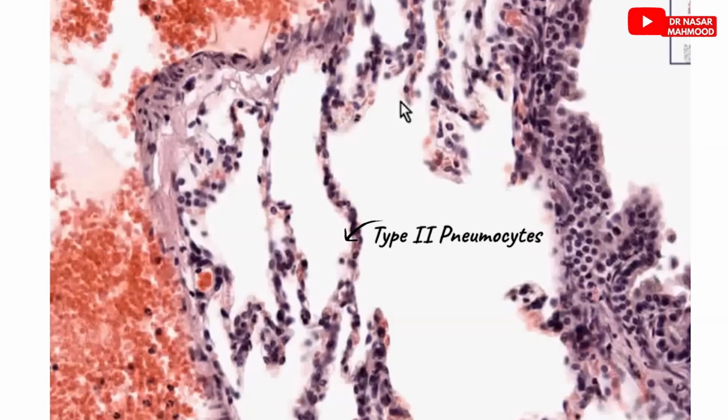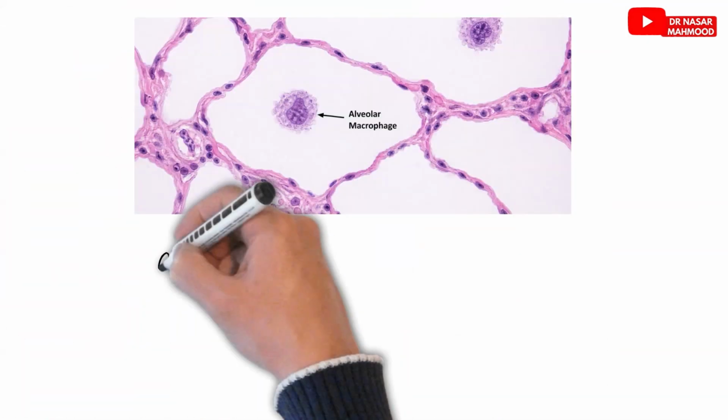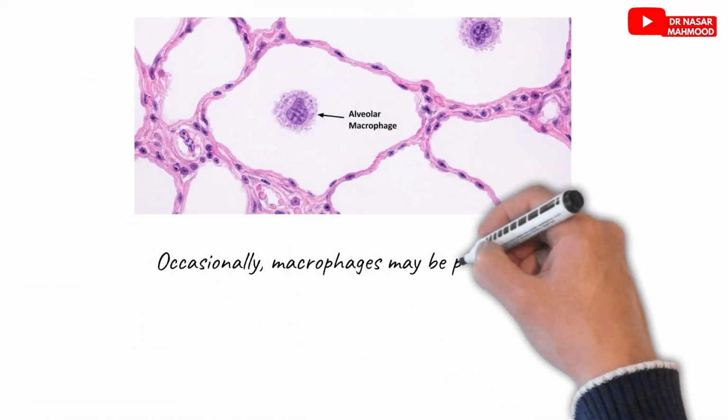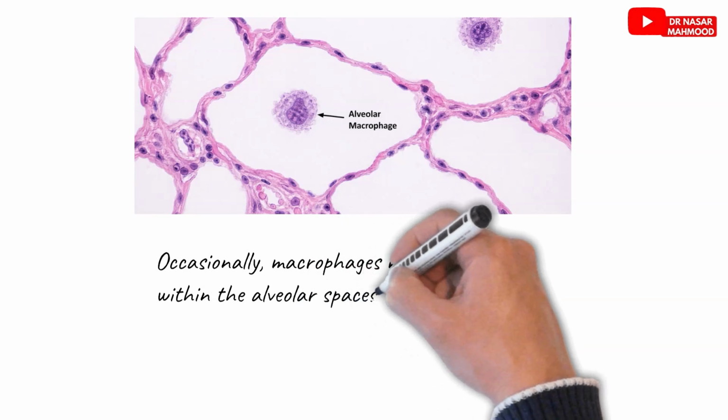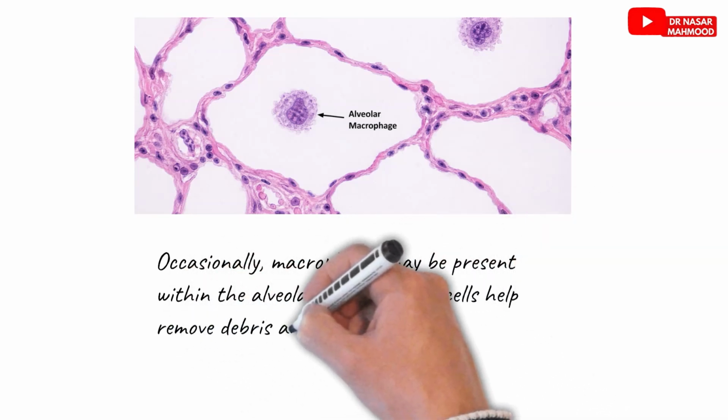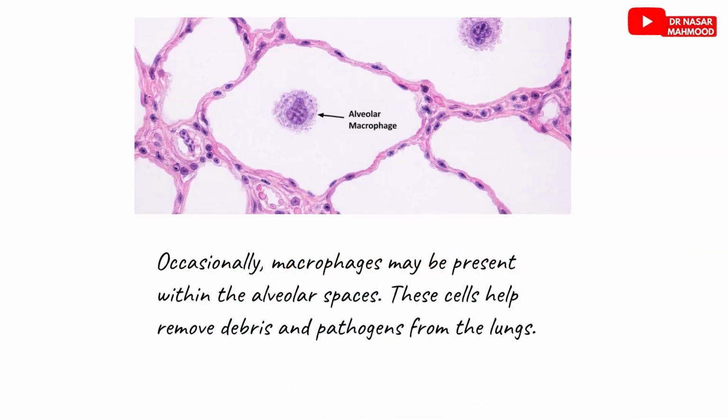These cells appear more rounded or foamy and produce surfactant, a substance that reduces surface tension and helps prevent alveolar collapse, and also alveolar macrophages. Occasionally, macrophages may be present within the alveolar spaces.